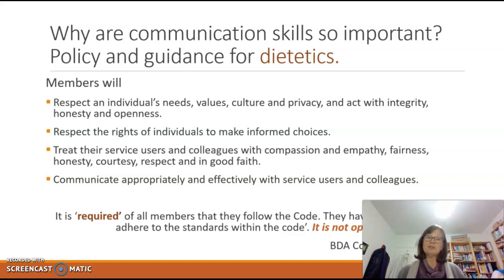So very similar messages, which isn't greatly surprising. But this is relevant for student dietitians, qualified dietitians, and dietetic support workers of all levels. Service users could be patients or clients. It all means the same thing. But what I really like about this, it says it's required that all members, including students, follow this code. They have an obligation to adhere to the standards within the code. It's not optional. So your communication skills development is not something that you're going to maybe do. It is something that you most definitely have to do. And it's going to make you better at your job and give you better job satisfaction as well, because you're going to be more effective.